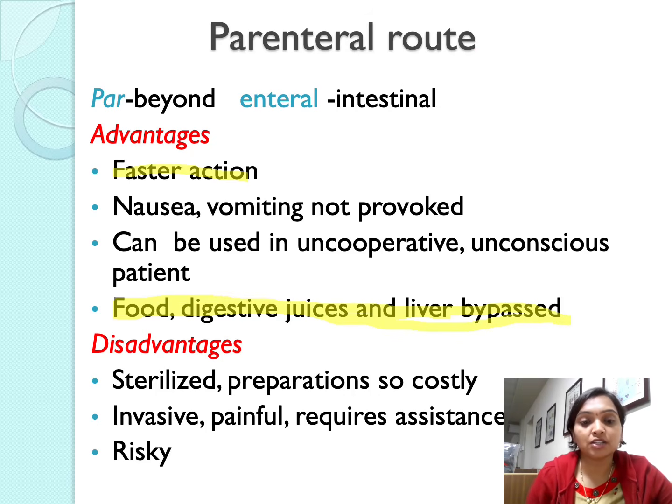And coming to the disadvantages, the formulations are costlier because appropriate sterilization is required for these drugs. And since it is an invasive procedure, with injections and all this, it is painful and they require assistance, and these procedures are risky because they can harm the neighboring tissues. Like when you give an intravenous injection, there is always a chance that you will harm an artery and nerve which is usually accompanying, and hematoma can occur. These are a few complications.